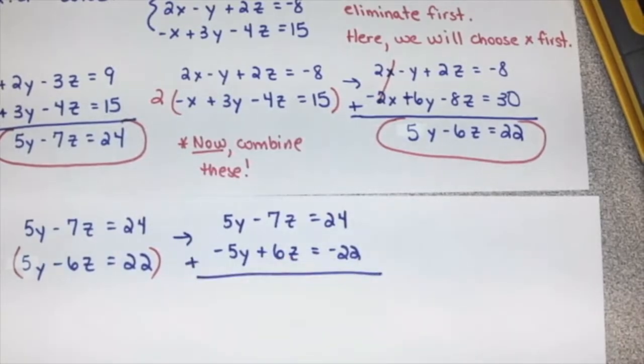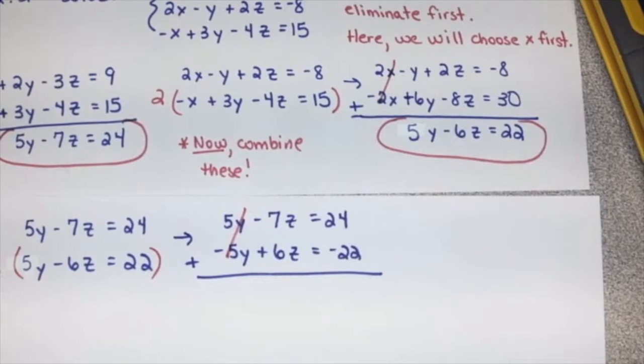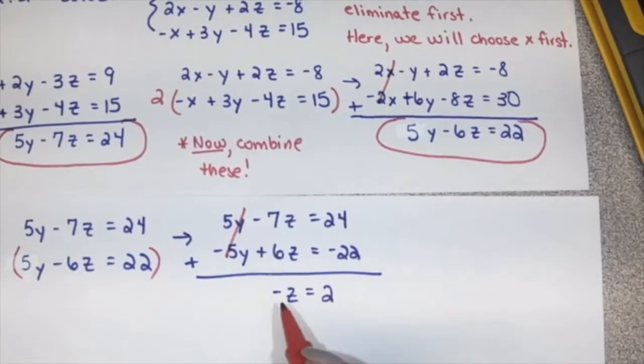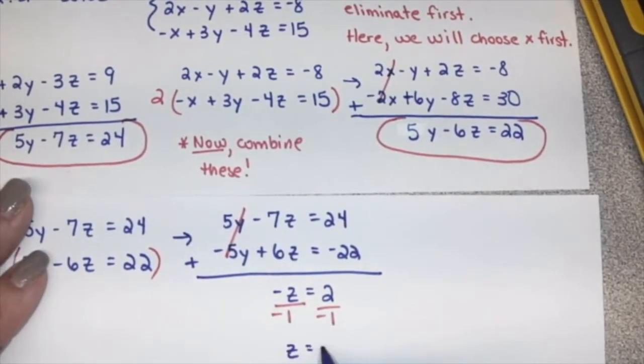So let's see if I can get through this problem without making another sign error. Okay, so now the y's are gone. So now I get, watch your signs, negative z equals 2. But I don't really want negative z. What do I actually want? Regular old z, right? So I'll divide by negative 1. So I get z equals negative 2.